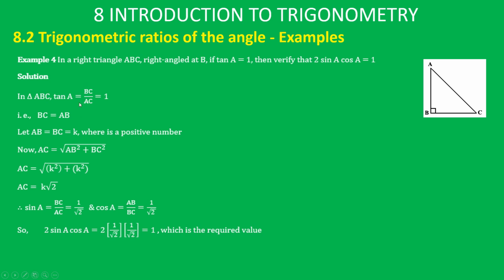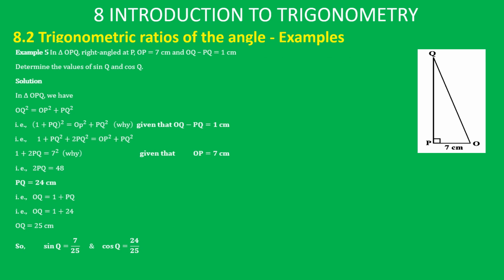Please correct this. In this example, please strike off this AC and write AB. Please make a correction. Don't forget to write this correction. BC by AB equal to 1. This one. BC by AB equal to 1. That is how it becomes BC equal to AB. Okay. We'll go to the next slide, which is the last example for this video, example 5.